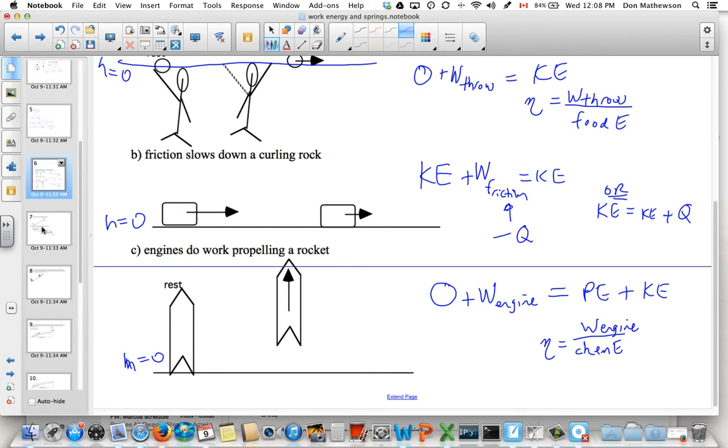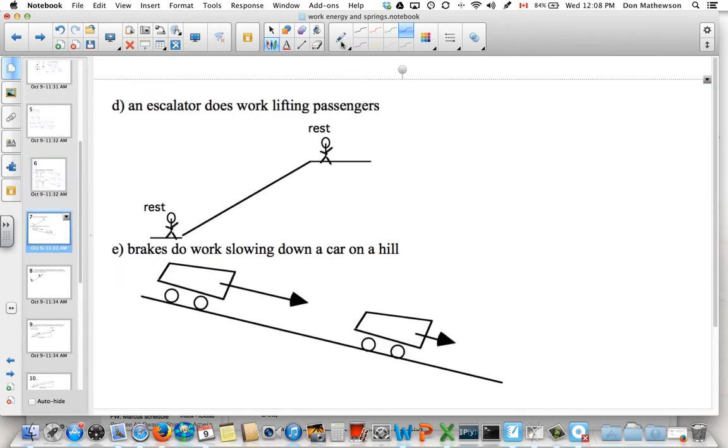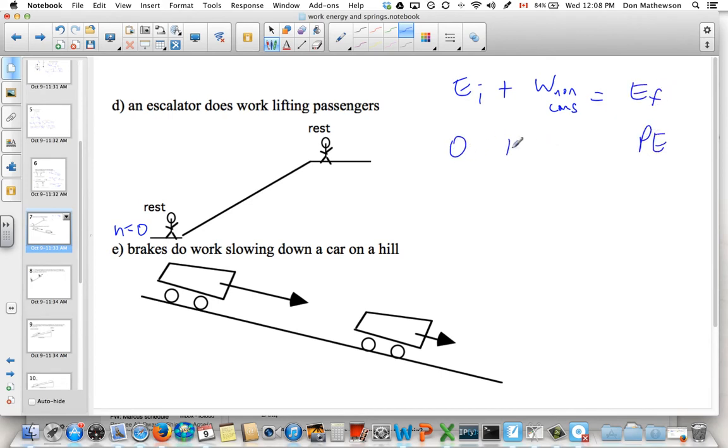Let's try a couple more work energy equations here. An escalator does work lifting passengers. They start at rest, they end at rest, so there's no kinetic energy. This is our zero of height down here. So at the beginning, there is no mechanical energy. At the end, there's just height energy, and there was work done by the motor.